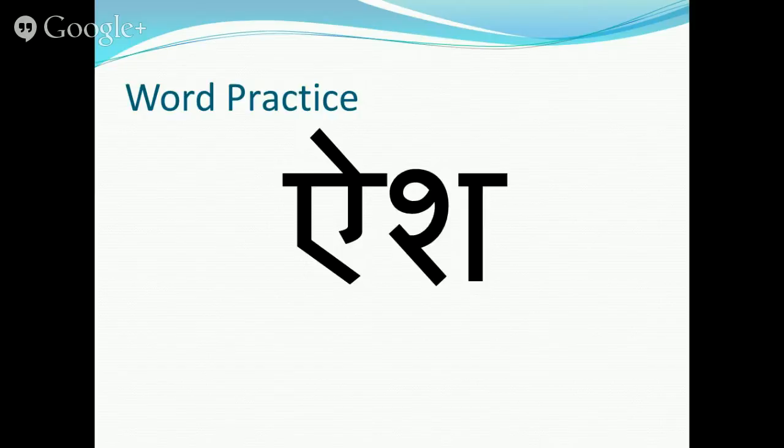So this is, remember the half closed mouth cat, followed by sha. Ash, ash. Now remember, this isn't the same as ash. This is ash.